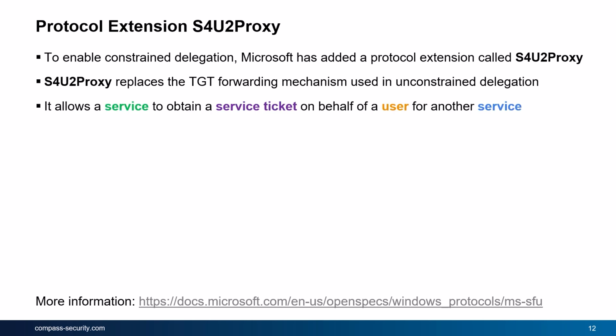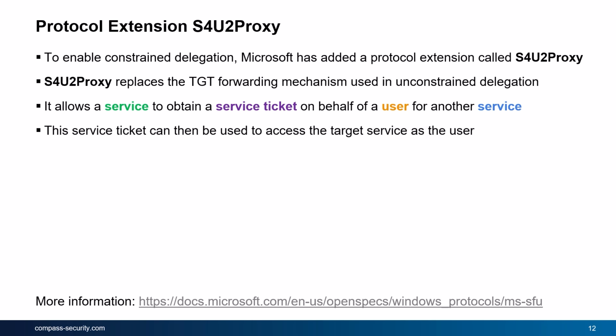Now with S4U2Proxy, it works a bit differently. It allows a service to obtain a service ticket on behalf of the user that it wants to impersonate for another service. So the service that invokes S4U2Proxy then acts as a proxy, so to speak, on behalf of the user to access another service. And the ticket that is acquired by this means can then be used to actively access the target service.